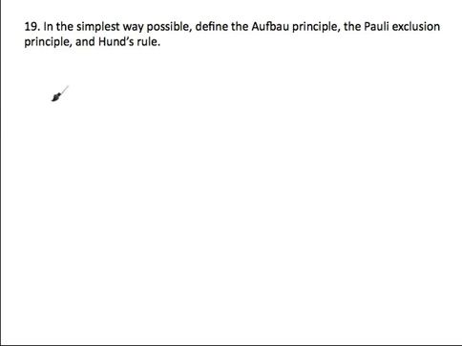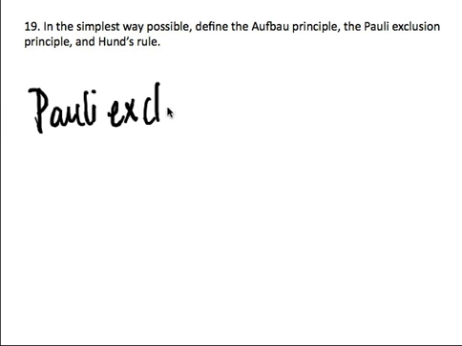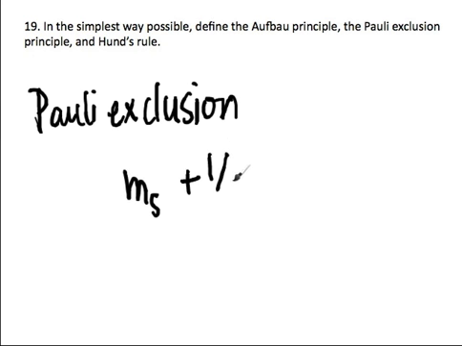The next principle is called the Pauli exclusion principle. What it says is that for each orbital there's a maximum of 2 electrons. If you remember when we talked about the spin quantum number, there's only plus 1/2 and minus 1/2. So therefore for any orbital there can only be 2 electrons, the plus 1/2 and the minus 1/2.